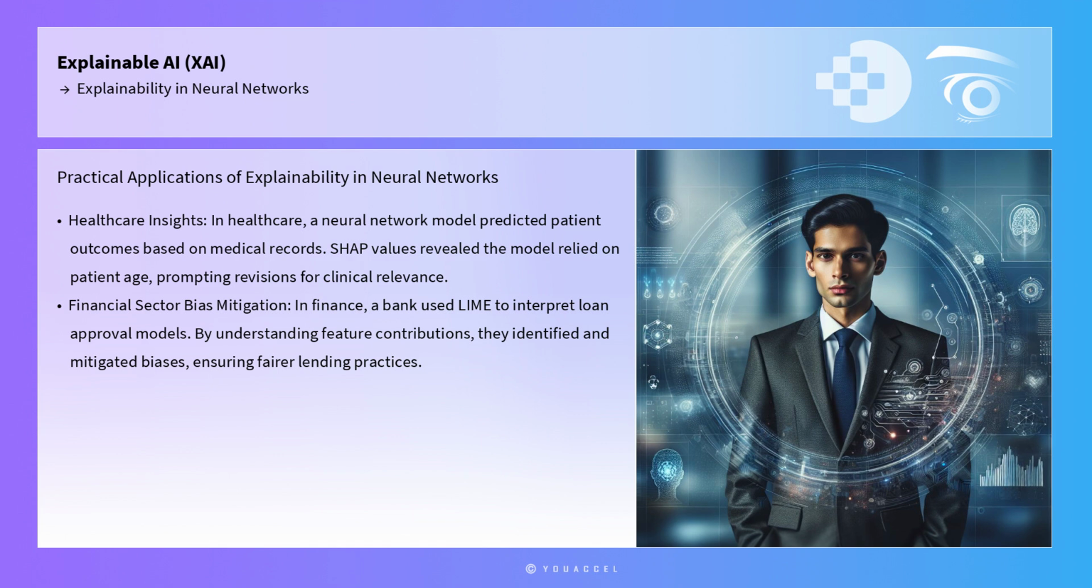Case studies further illustrate the practical applications and benefits of explainability in neural networks. In the healthcare sector, for example, a neural network model was developed to predict patient outcomes based on medical records. By employing SHAP values, the development team identified that the model heavily relied on a feature related to patient age, which was not clinically justified. This insight prompted a model revision, leading to more balanced feature usage and improved clinical relevance.